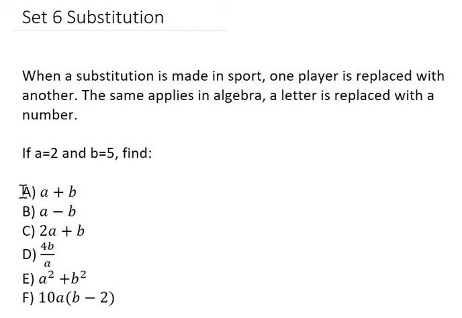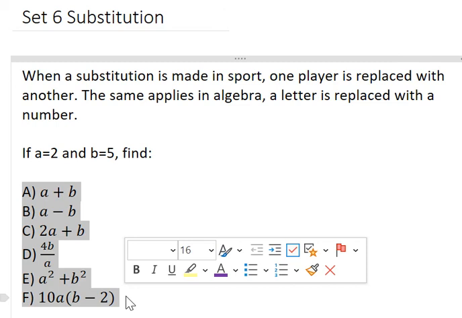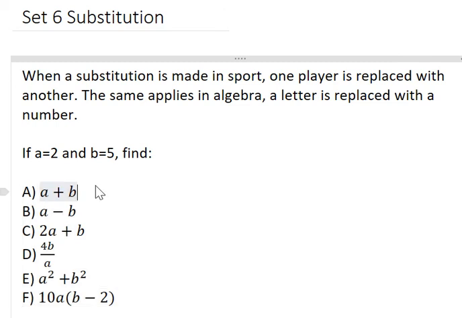Okay, so if you have a look at A, the first question here, we've got A plus B. Now, the question says if A equals 2 and B equals 5, find each of the following. So let's start with A. If A is equal to 2 and B is equal to 5, we're simply going to change where you see the A, we're going to write the number 2. And where you see the B, we're going to write the number 5.